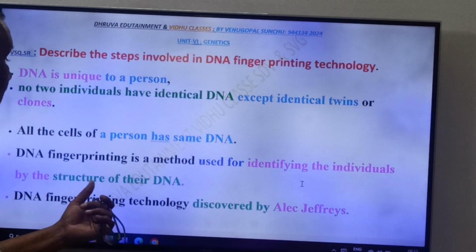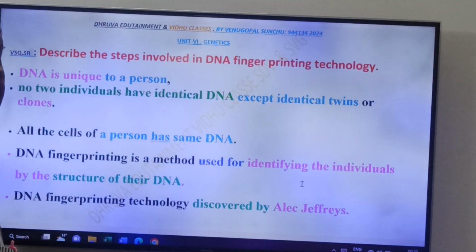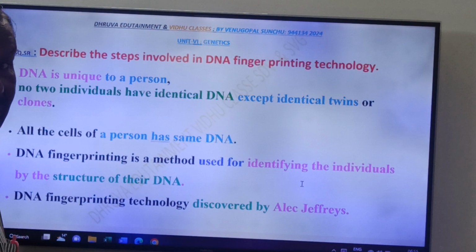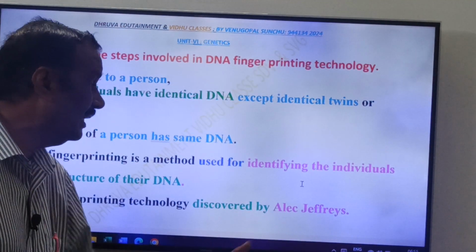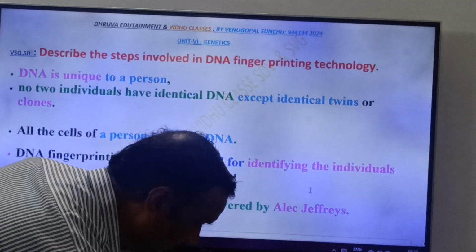Okay, friends. This DNA fingerprinting technology was discovered by Alec Jeffreys, friends. Very, very important. This DNA fingerprinting technology was discovered by whom, friends? Alec Jeffreys. Once again, Alec Jeffreys. Okay, friends.